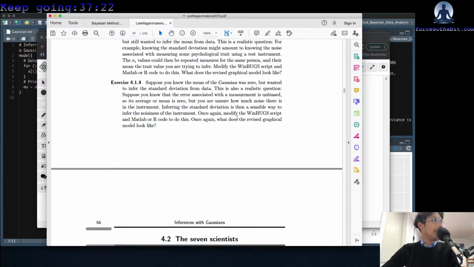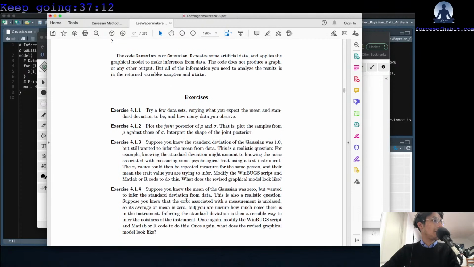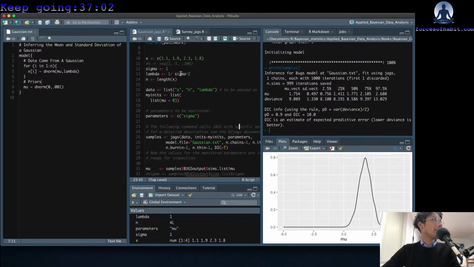Once again, we're doing the same thing as before. Instead of the mean, we're going to model sigma. We're interested in inferring sigma this time, and the mean is going to be equal to 0. So the way to do that is just do sigma. Here, mu is going to be equal to 1. Here, sigma.